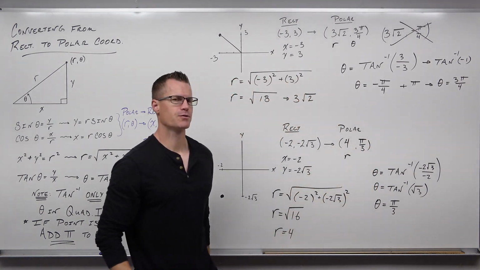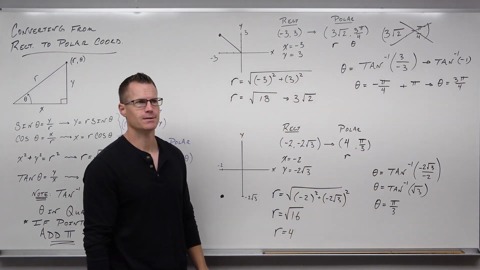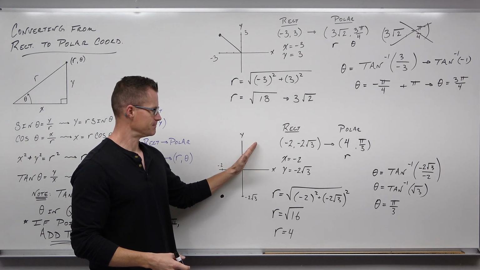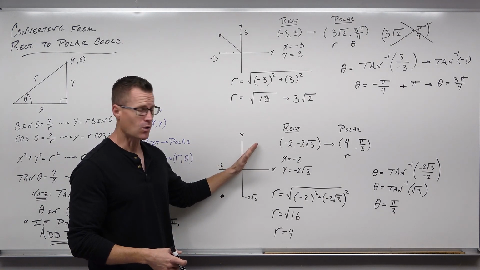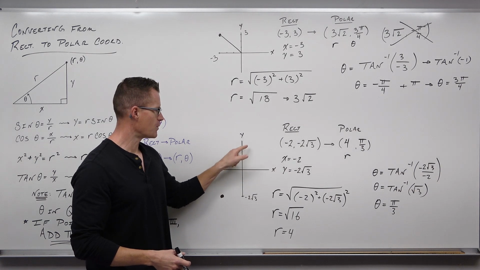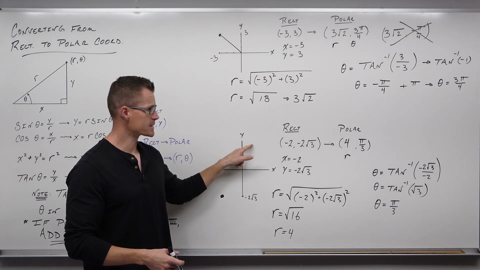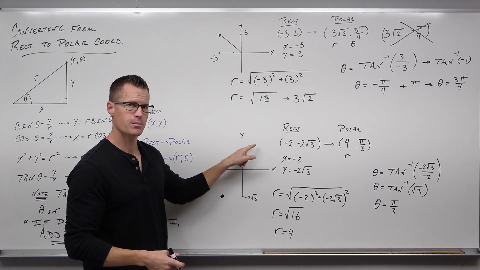Let's put pi over 3 there for a second. Is that going to work? Well, we can try. Here's pi over 3. That doesn't look like where my point is at all. If I go pi over 3 and up 4 along that angle, that would be incorrect because that is not at all the right quadrant that I want to be in.